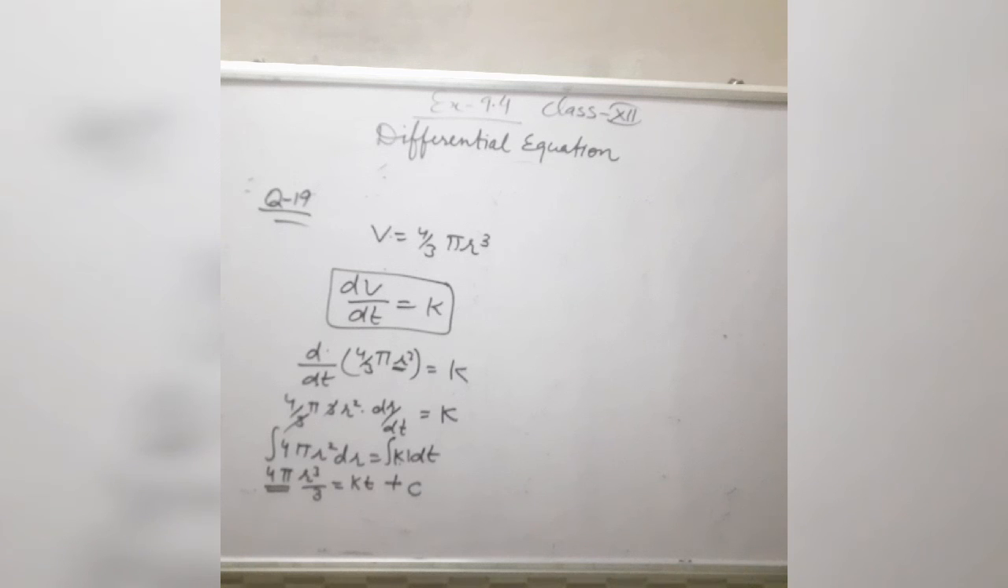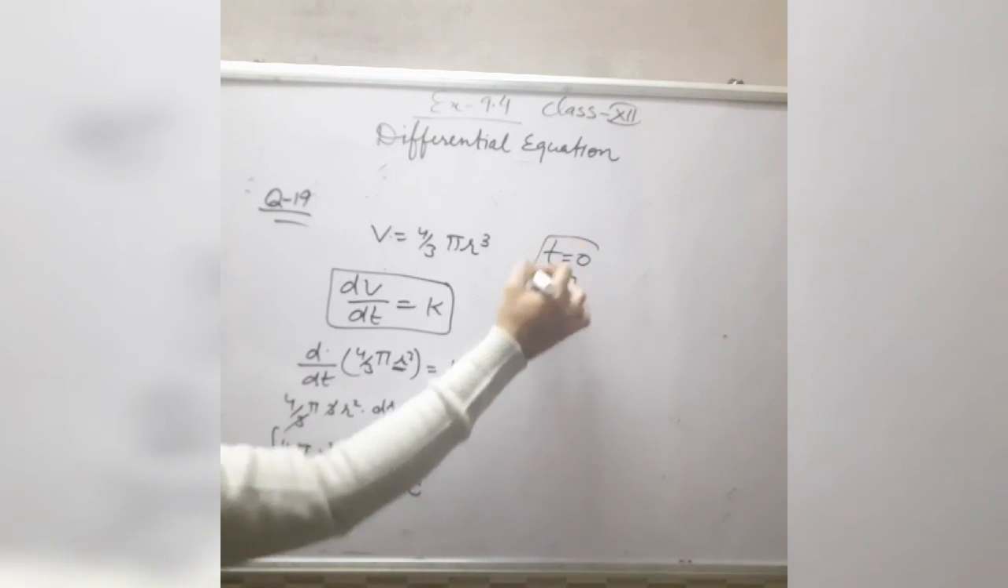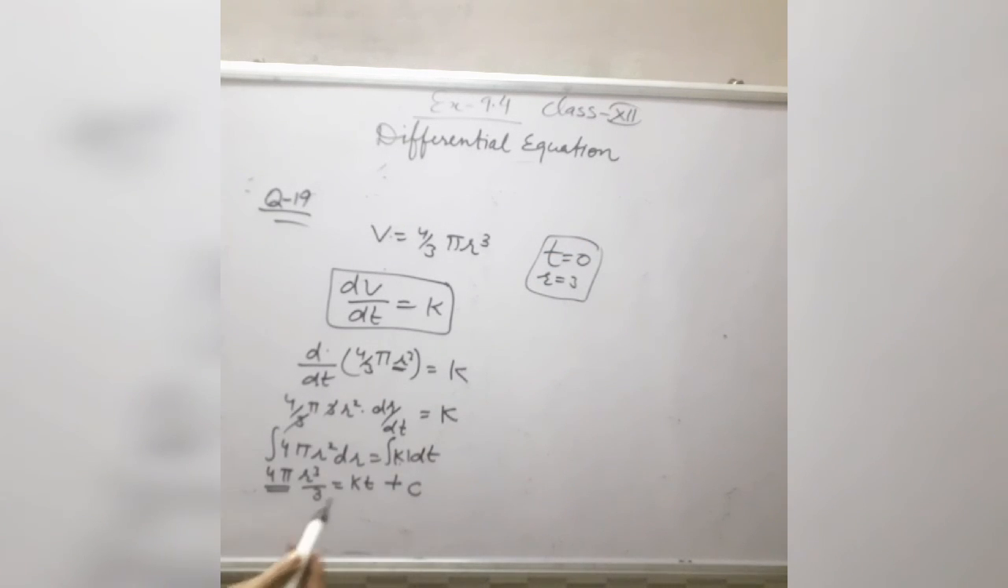Next, it is also given to you that initially its radius is 3. Initially means in the starting, when t is equal to 0, the value of radius is 3 units. So here you will put t is equal to 0 and r is equal to 3. When you put these, you will get the value of the constant term c, which is 36 pi. And if you put this value here, then this becomes a particular solution of the given differential equation.